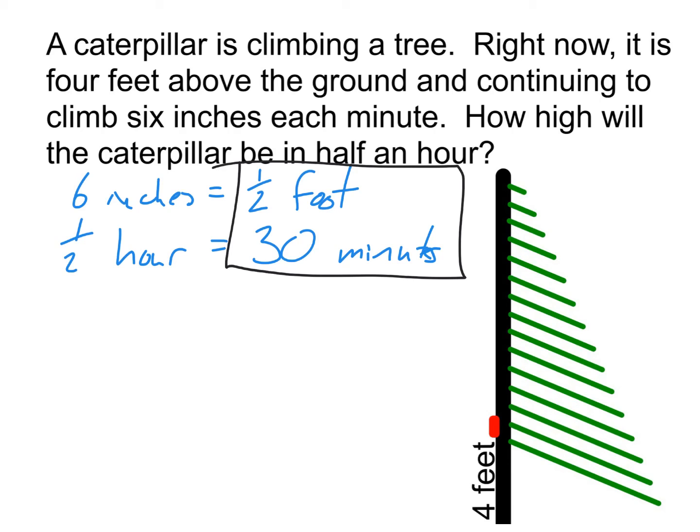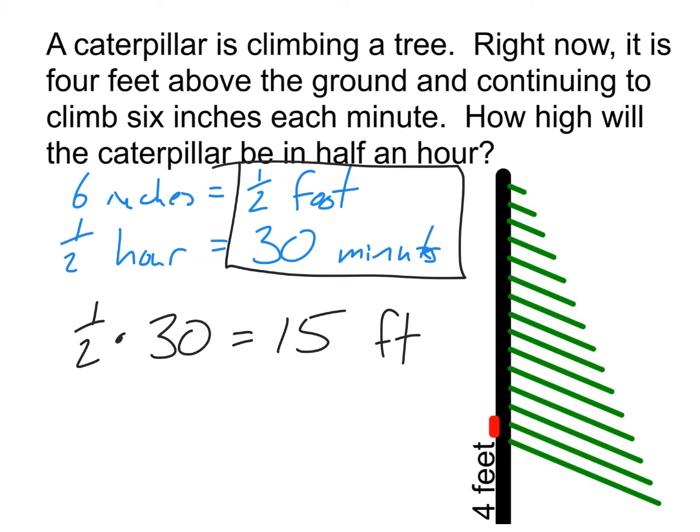What should I do with the 1/2 and the 30 then? Multiply them. Because what we're doing is we're traveling at half a foot per minute. Anytime you see per, that tells you to multiply. So 1/2 times 30. What's half of 30? 15. And that's how you can multiply something by 1/2: it's half of it. You're just cutting it into 2 pieces. So that means he's going to climb 15 feet.